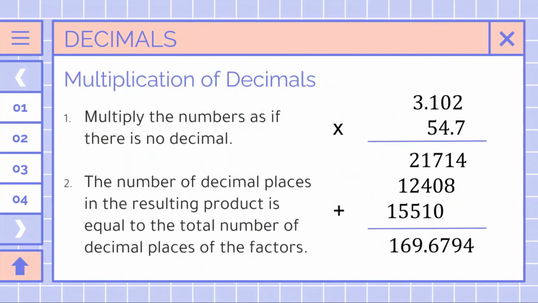Next is, okay, here. Multiplication of decimals. First is to multiply the numbers as if there is no decimal. So, paano yun? Huwag nyo munang iisipin na meron decimal. Disregard nyo muna sila for the moment. And then, the number of the decimal places in the resulting product is equal to the total number of decimal places of the factors. So, ayan. So, disregard muna natin yung decimal point.